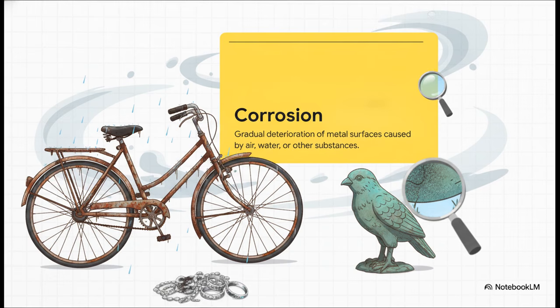That is corrosion, which is the gradual deterioration of metal surfaces caused by moisture and air. Rusting is literally just iron corroding. But it's not just iron. Copper turns a chalky green when left exposed, and shiny silver jewelry slowly turns black. It's basically an invisible chemical attack on metals by the atmosphere.